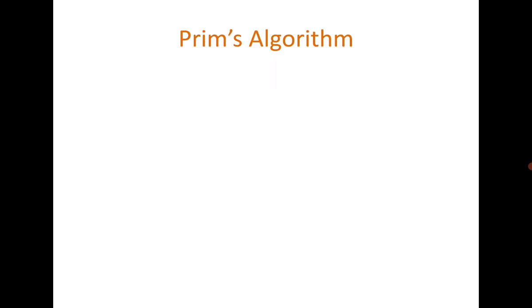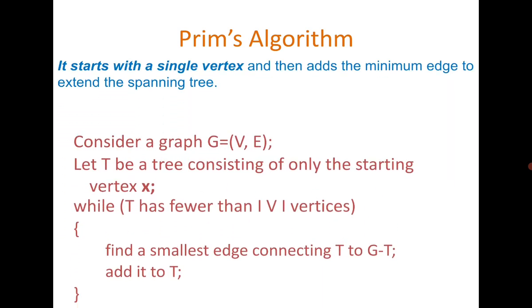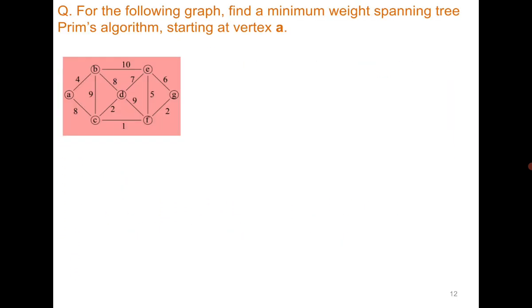So in Kruskal's algorithm, of course, there are more choices, but in Prim's algorithm, we can start with any of the vertices because we know that all the vertices need to be covered. So you can read Prim's algorithm by yourself and then try this exercise. Find a minimum weight spanning tree using Prim's algorithm, which must start at vertex A.